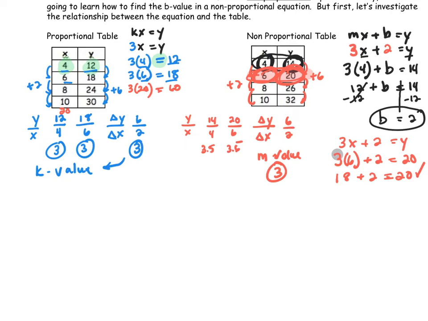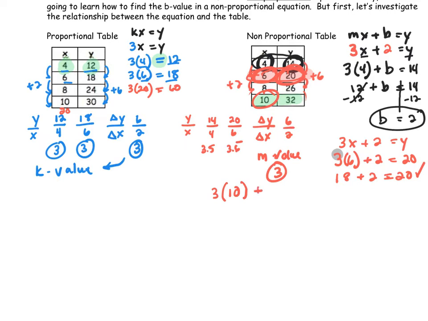Just to be sure, we can choose either 8 and 26, or we could even choose 10 and 32 if you prefer. So let's try this 10 and 32. Let's use these. We're going to go back to our equation, and we're going to say, all right, 3 times, this time we're going to put in 10 for our x.